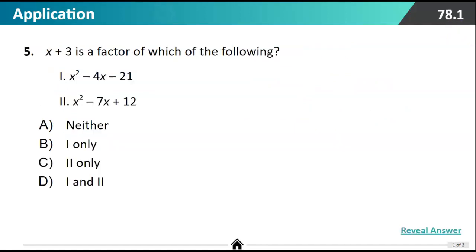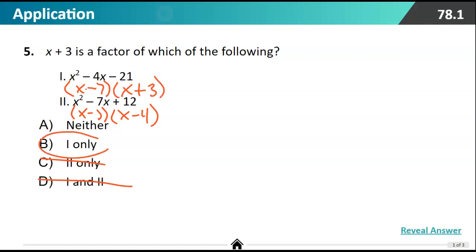Is 3 a factor to either one or both of these? If we factor this, it's going to be x minus 3 and x minus 4. So it's not 2, so it can't be 2. This is going to be x minus 7, x plus 3, and so it is a solution to the first trinomial.